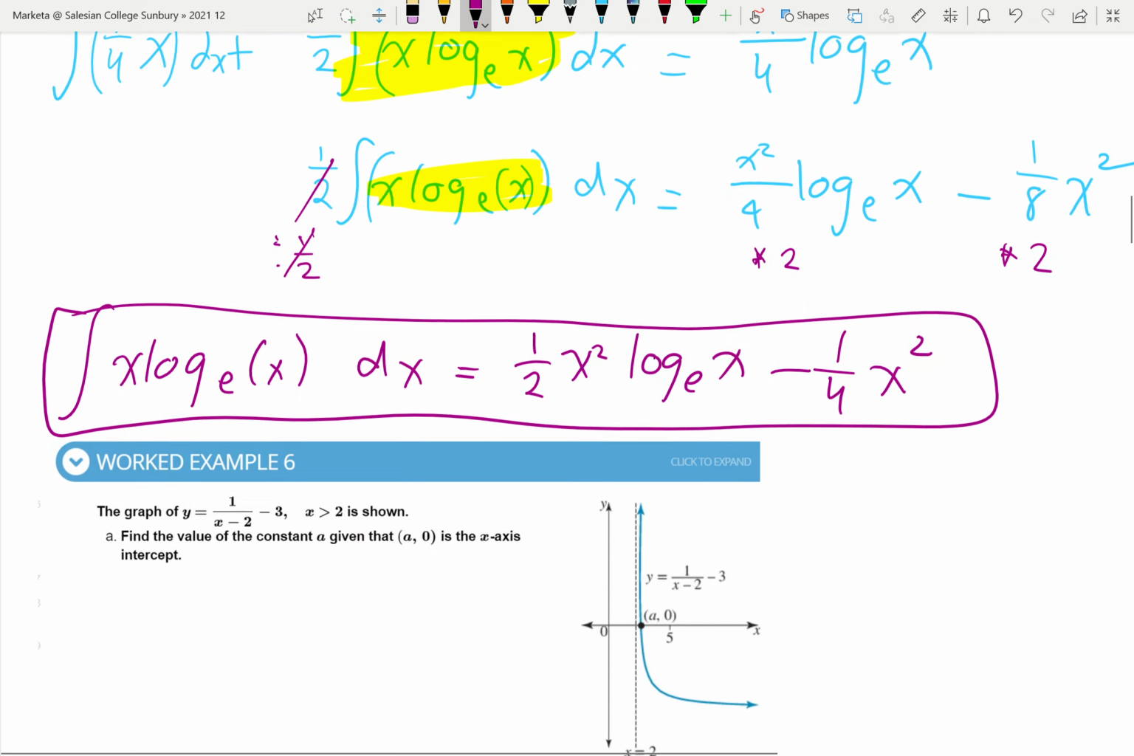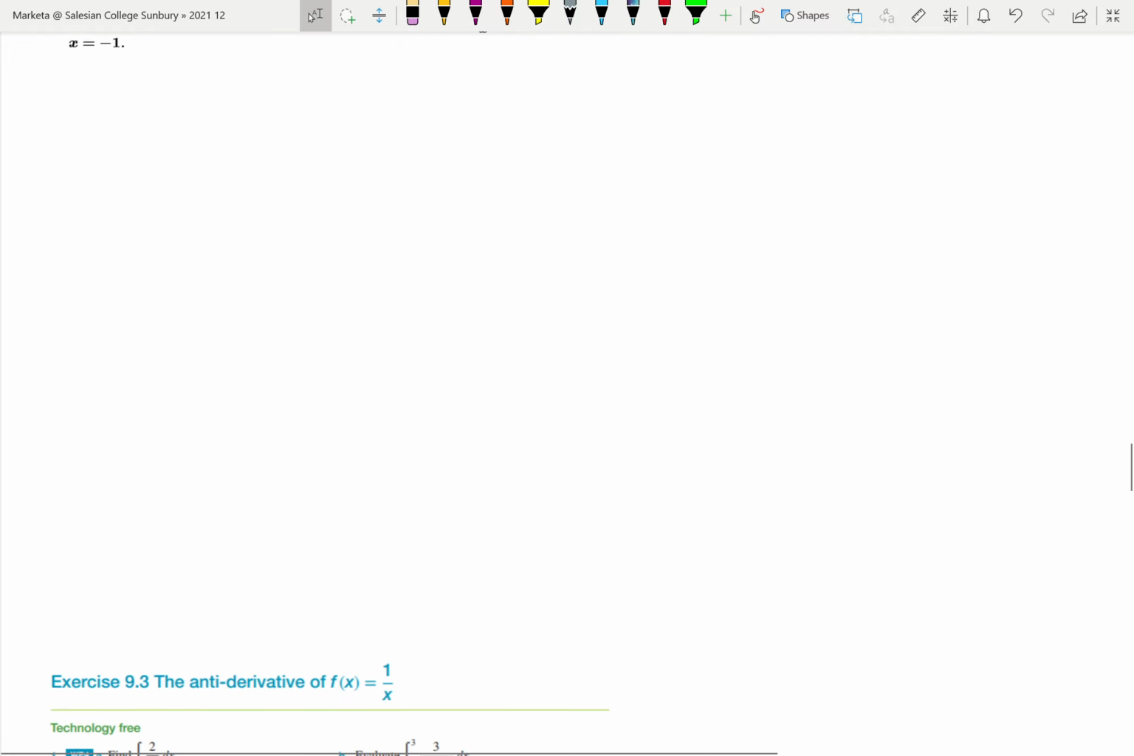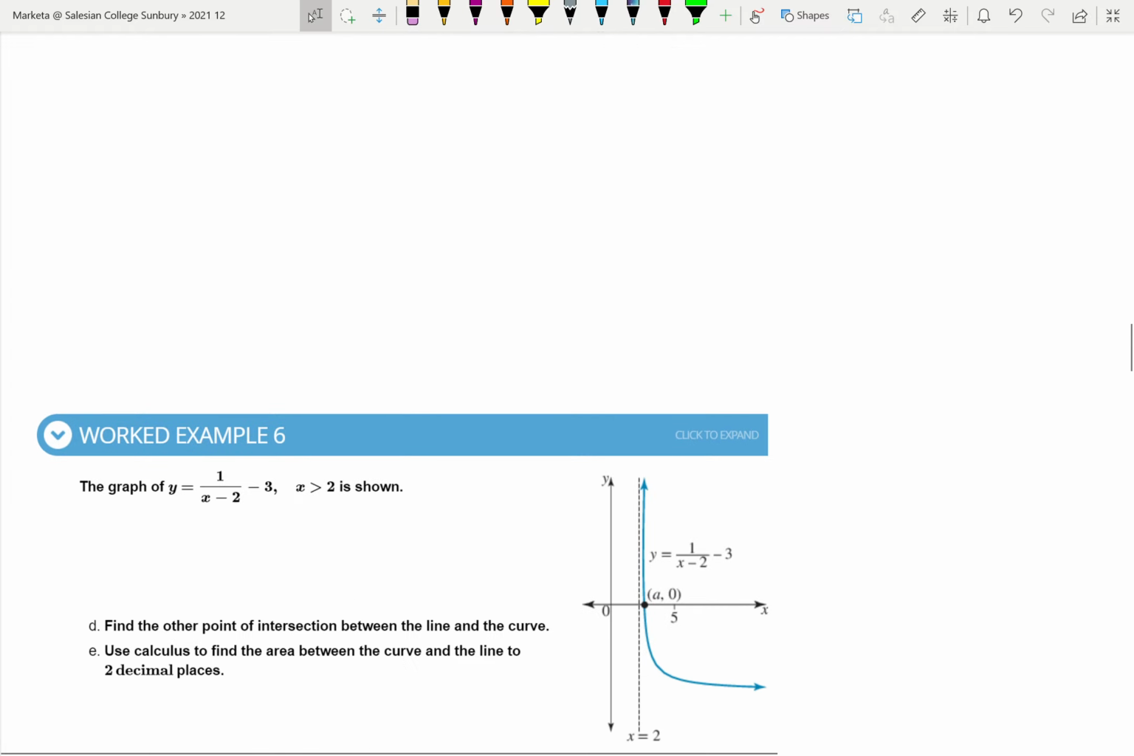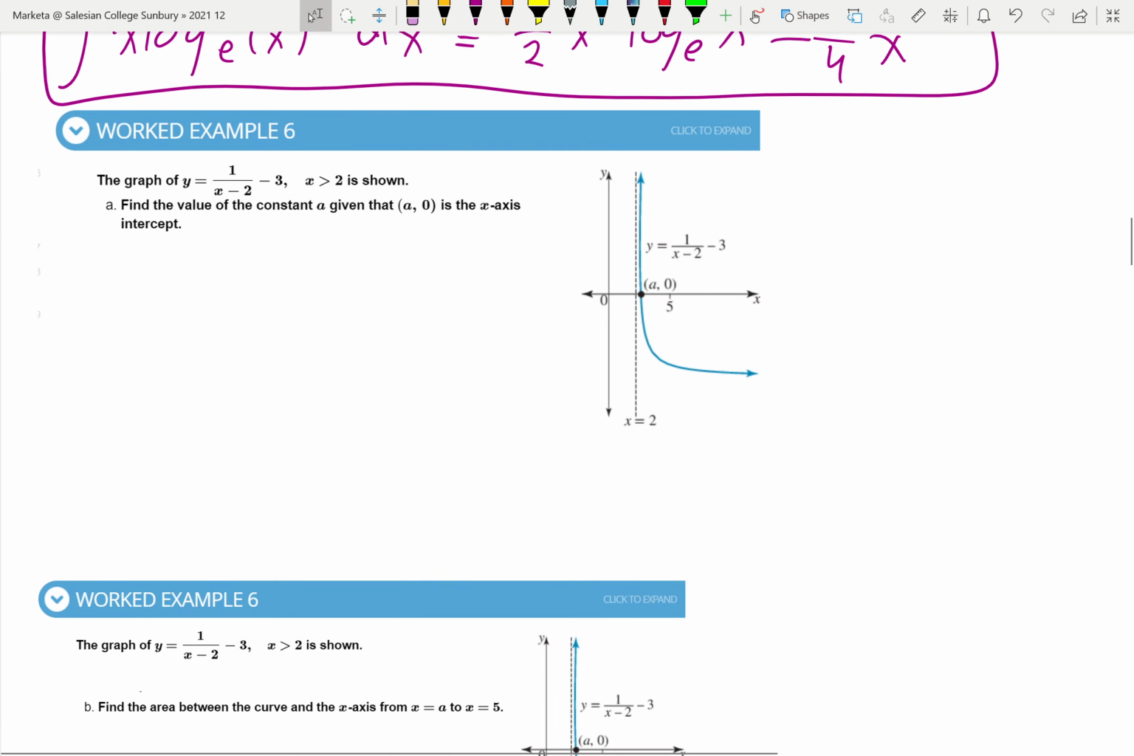Okay, the final question is in multiple parts. So this one's a little bit harder. Let's see how this one goes. So we start with the graph shown, and they're asking us to find the value of a, and we can see that a is the x-intercept. So if we're looking for the x-intercept, y equals 0. It's not really hard, you just have to see that a is an x-intercept.